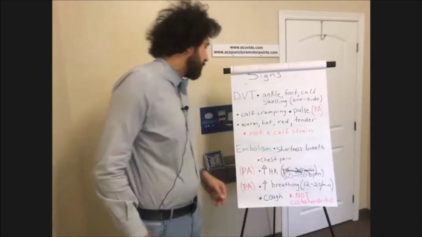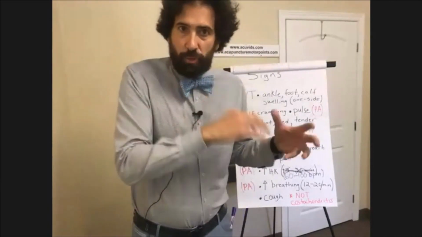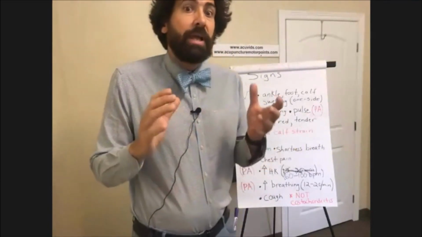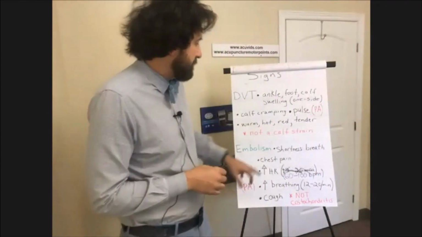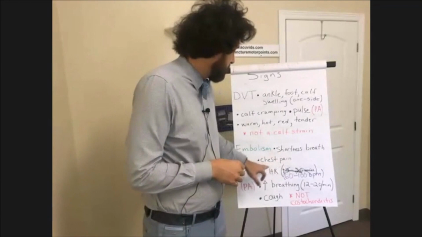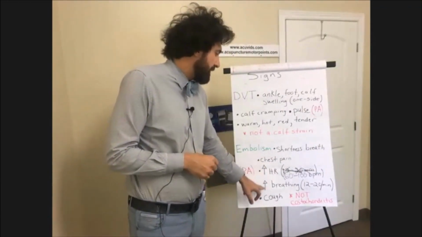Embolism. So embolism, again, what is an embolism? It's a blood clot that blocks blood to an organ. In this case, we're talking pulmonary embolism. Pulmonary embolism is classified as shortness of breath, chest pain, increased heart rate, and increased breathing.